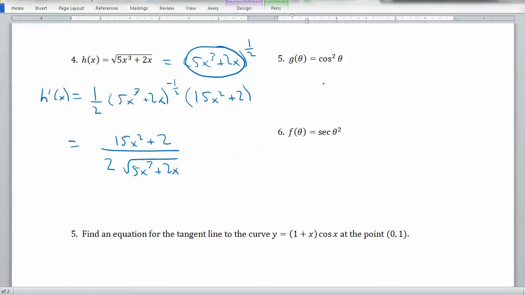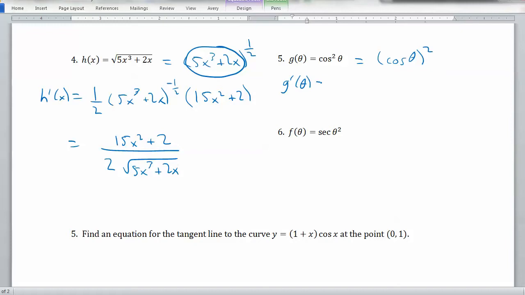Now we'll head over to the right here, number 5, g of theta equals cos squared theta. Remember that this is a shorthand for cosine of theta, squared. All right, so it's a composition again. We have an inside function and an outside function. We can use the chain rule. So let's give it a try.